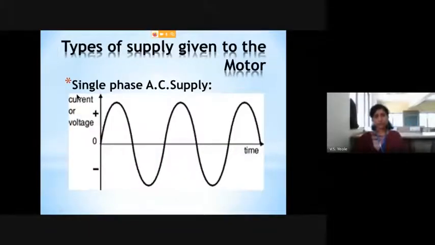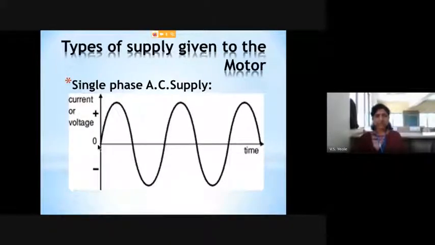Now, before going into detail with motors, we will see what are the different types of supply which are given to the motor. The first type of supply, which we are using daily, is called single phase AC supply. In this one you can see the graph of current or voltage versus time. You can see that at 0, the current or voltage is 0. It is increasing gradually. Again, it is decreasing to 0. It is becoming negative. Again, it is coming to 0.